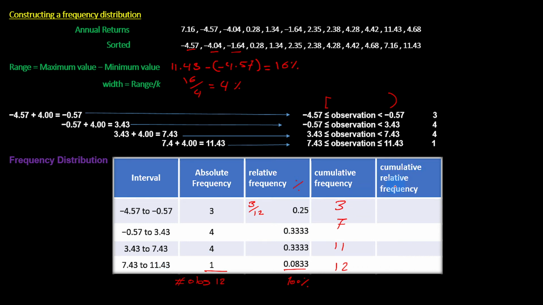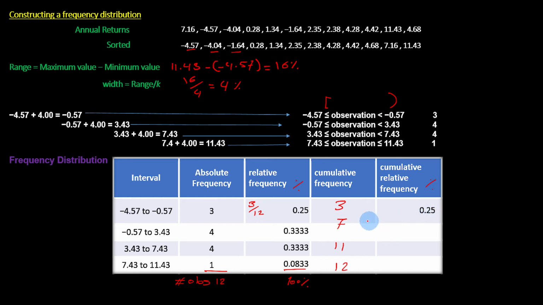And cumulative relative frequency, I'm pretty sure you can guess what that is. If you were talking about relative frequency, that was the fraction of absolute frequencies. Cumulative relative frequency is going to be the fraction of cumulative frequencies. So that will be the percentage of the cumulative frequencies. That means the first one, well, it's the same thing. That is, again, better to express in the percentage form.